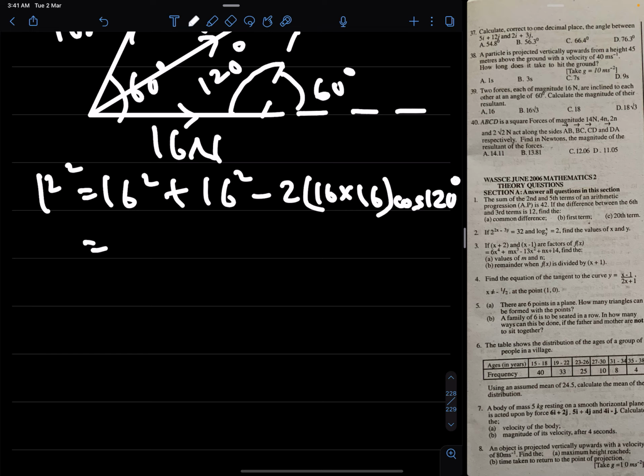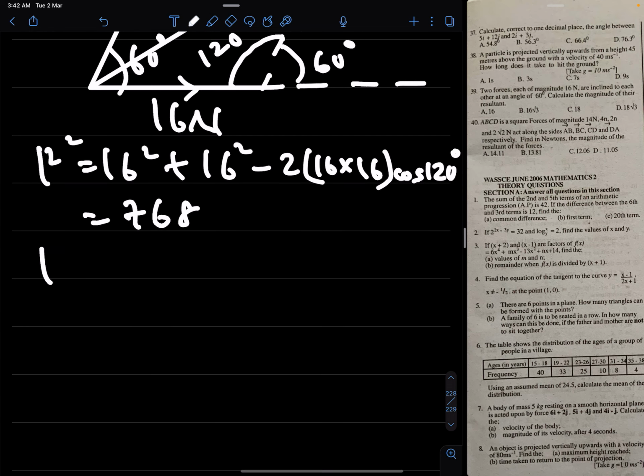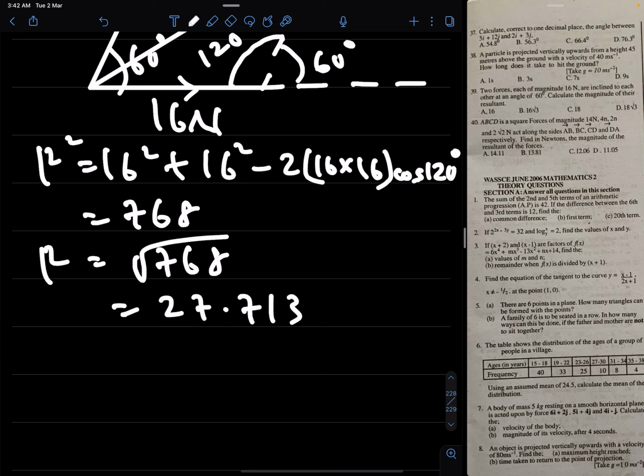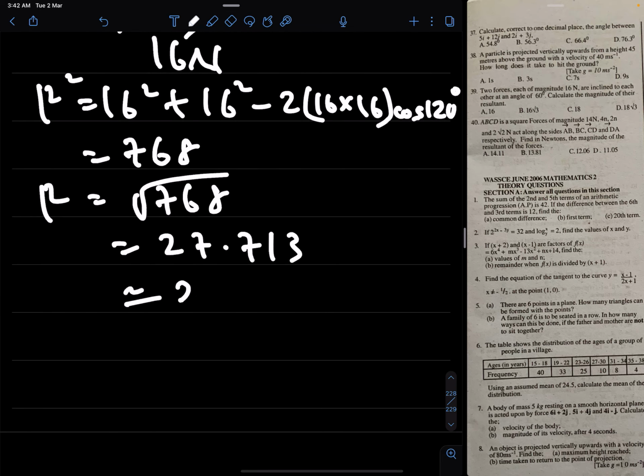If you work that out, 16 squared plus 16 squared minus 2 times 16 times 16 cos 120 equals 768. That's what you're going to get. And that means r equals the square root of 768, which is 27.7128, approximately 27.71 newtons to 2 decimal places.